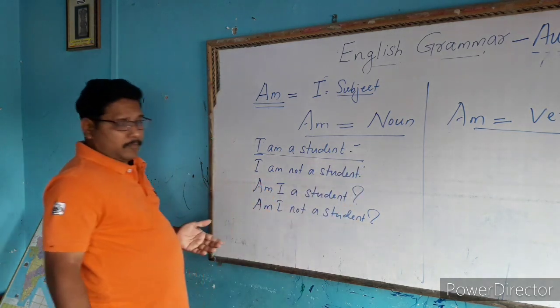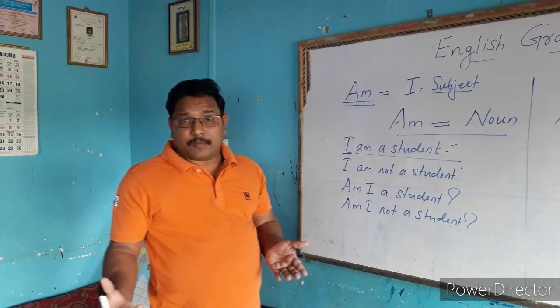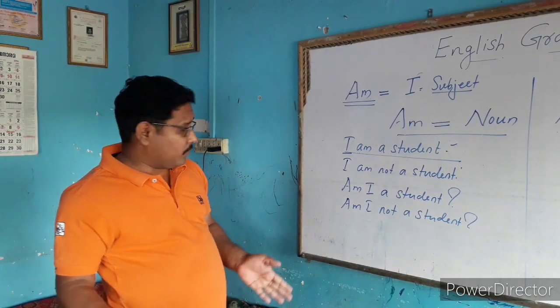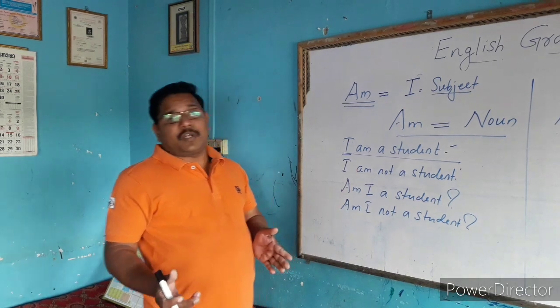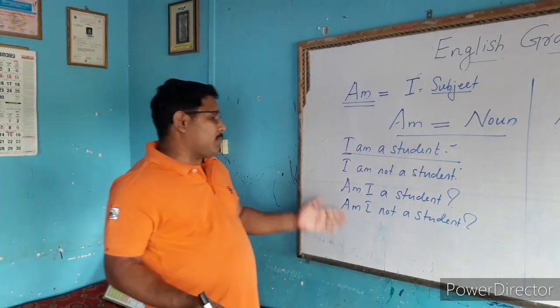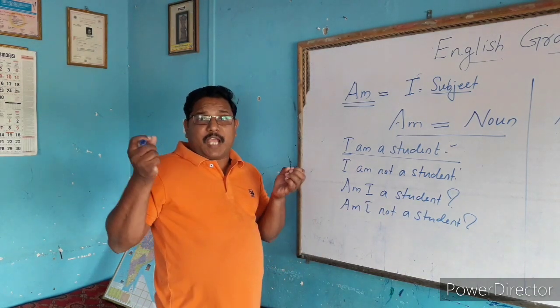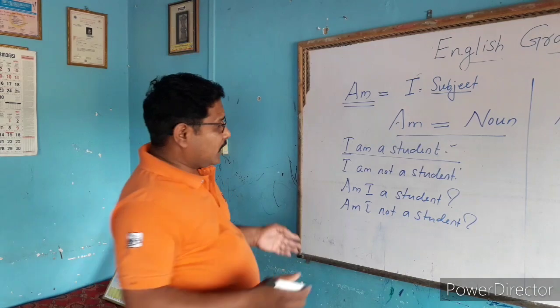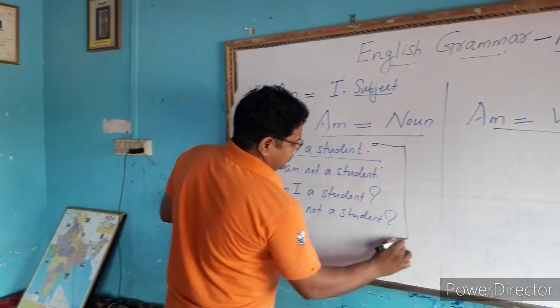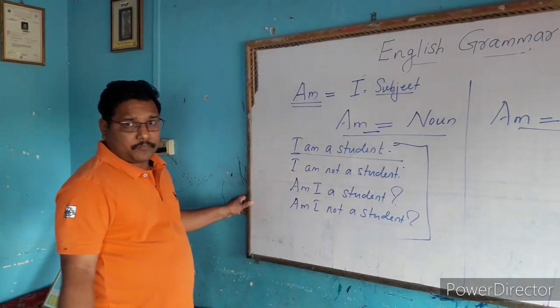I am a student. मैं एक विद्यार्थी हूं. I am not a student. मैं एक विद्यार्थी नहीं हूं. Am I a student? क्या मैं एक विद्यार्थी हूं? Am I not a student? क्या मैं एक विद्यार्थी नहीं हूं? See, there are four sentences. We are studying about am plus a noun.